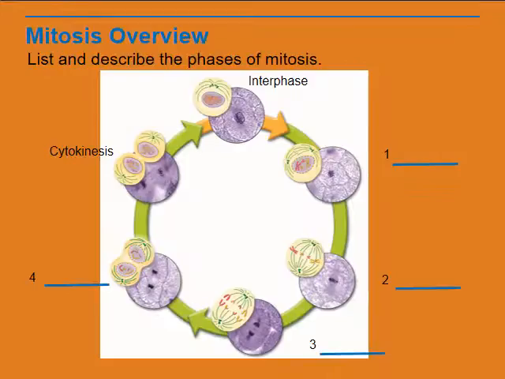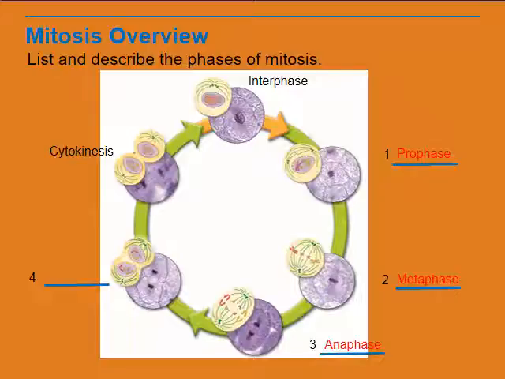So basically, a quick overview. The cell starts out in interphase, where it grows, copies its DNA, and makes energy, and then goes into mitosis. The first phase of mitosis is prophase. Prophase is when the chromosomes condense, the nuclear envelope starts to dissolve, and spindle fibers start to form, and now we can see them under a microscope. Then it progresses into metaphase, where the chromosomes line up in the middle of the cell, and spindle fibers attach at the centromere, getting ready to be yanked apart.